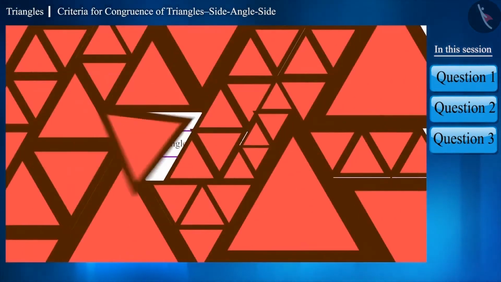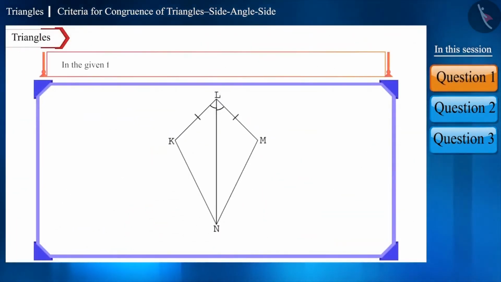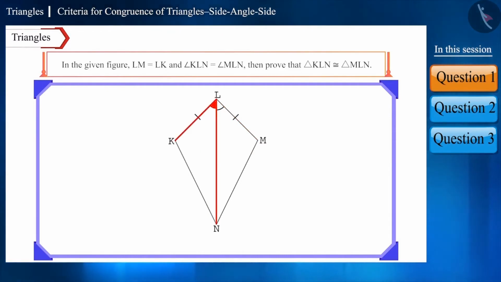So let's start. In the given figure, side LM is equal to side LK and angle KLN is equal to angle MLN. So, prove that triangle KLN is congruent to triangle MLN.